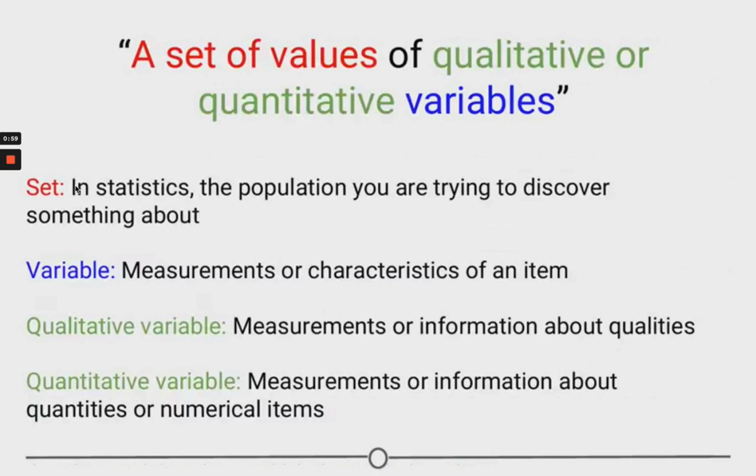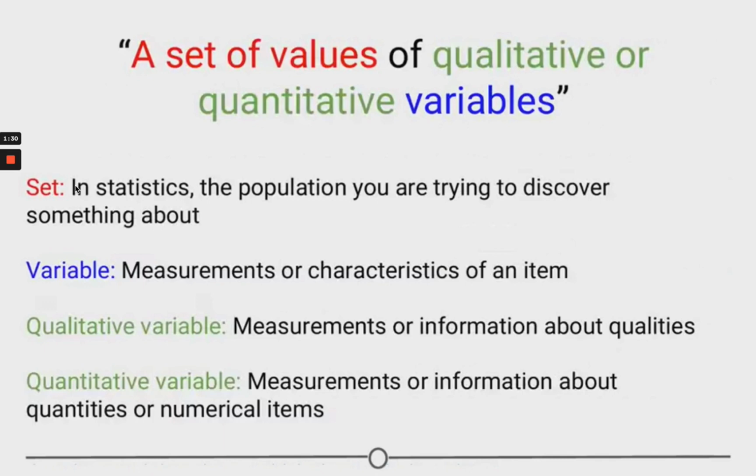And although it is a fairly short definition, we'll take a second to parse this and focus on each component individually. So, the first thing to focus on is a set of values. To have data, you need a set of items to measure from. In statistics, this set of items is often called the population. The set as a whole is what you are trying to discover something about. The next thing to focus on is variables. Variables are measurements or characteristics of an item. Finally, we have both qualitative and quantitative variables.